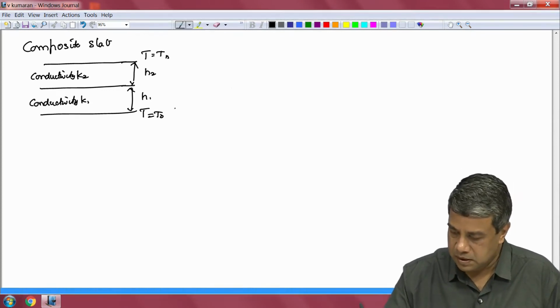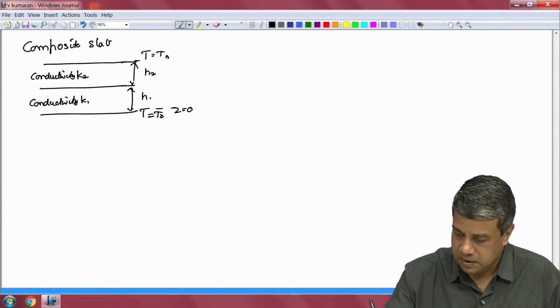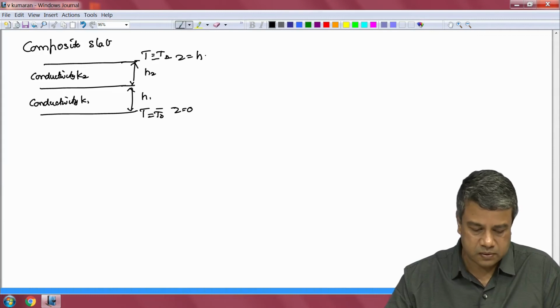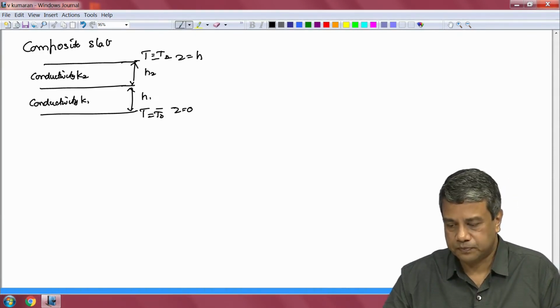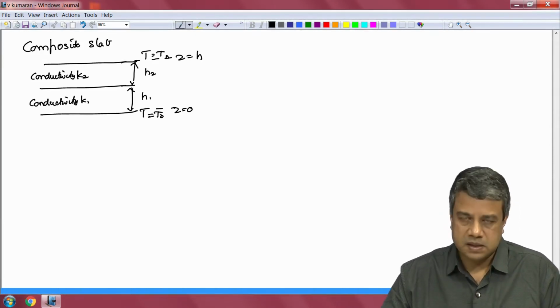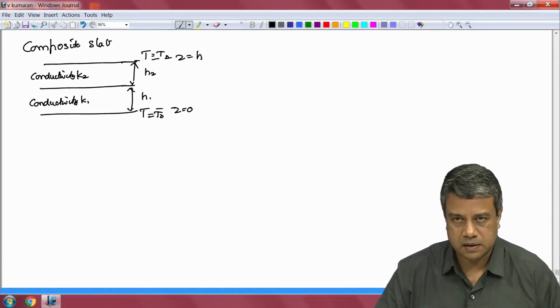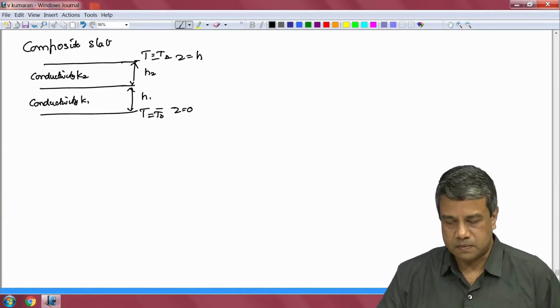height is, this is Z is equal to 0 here at the bottom and Z is equal to H at the top. So, that H is equal to H1 plus H2. Steady state in the absence of any sources or sinks of energy. So, how do we solve this problem?